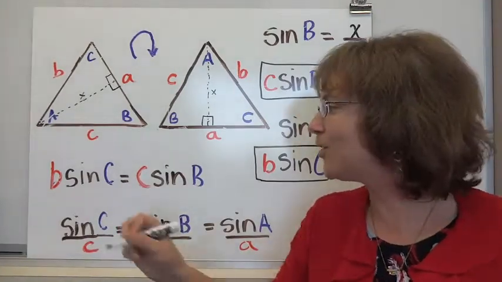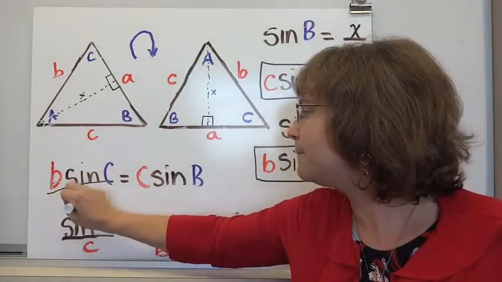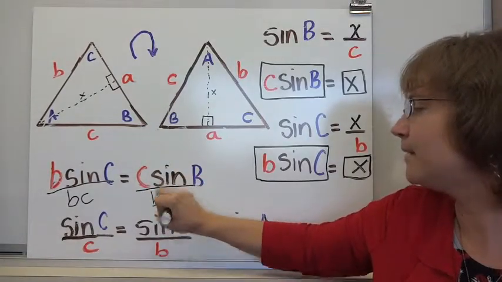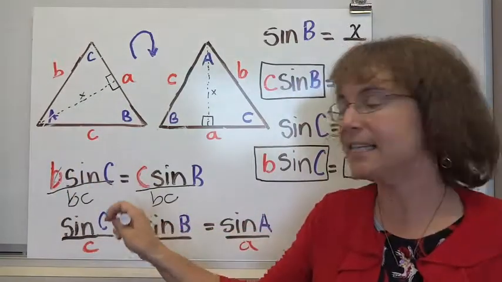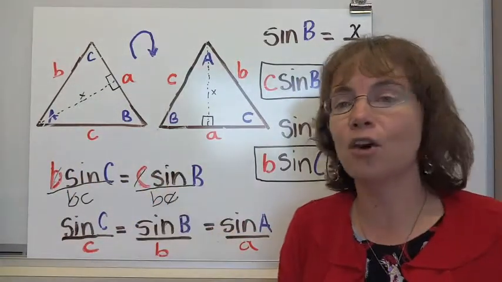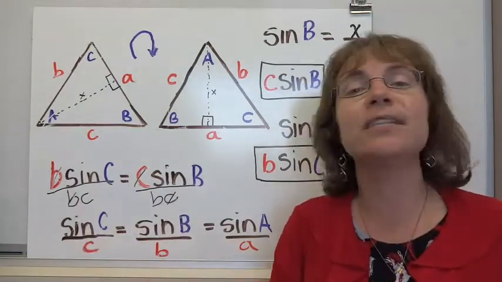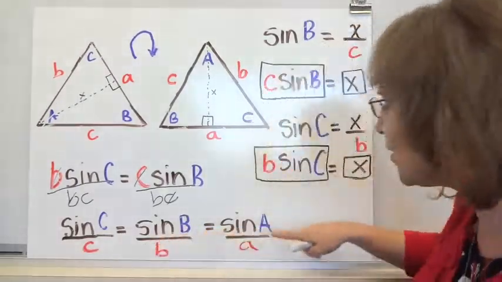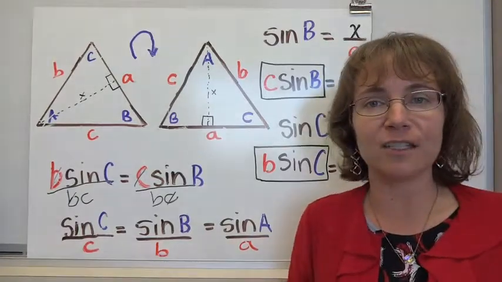So I have b times the sine of C equals c times the sine of B, and I'm going to divide by a special number that's going to make this all happen. I'm going to divide by b times c. Then our b's will cancel and make a 1, and I'll have sine C over c, and our c's here will cancel, and I will have sine B over b. So I have sine C over c is equal to sine B over b, which remember from the last slide is equal to sine A over a. And that's why the law of sines works.